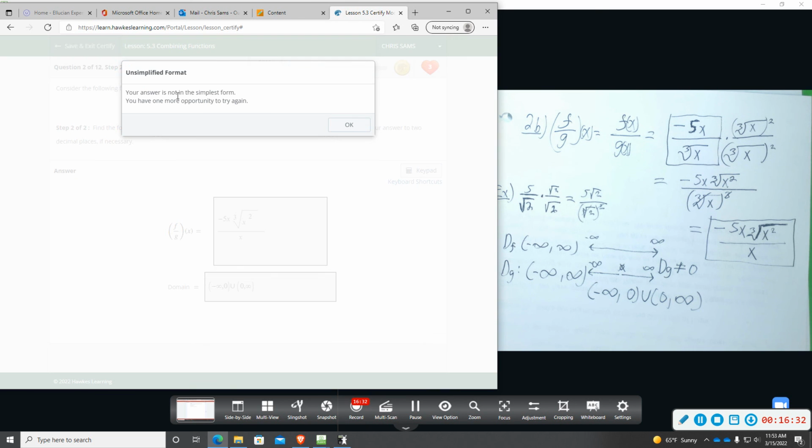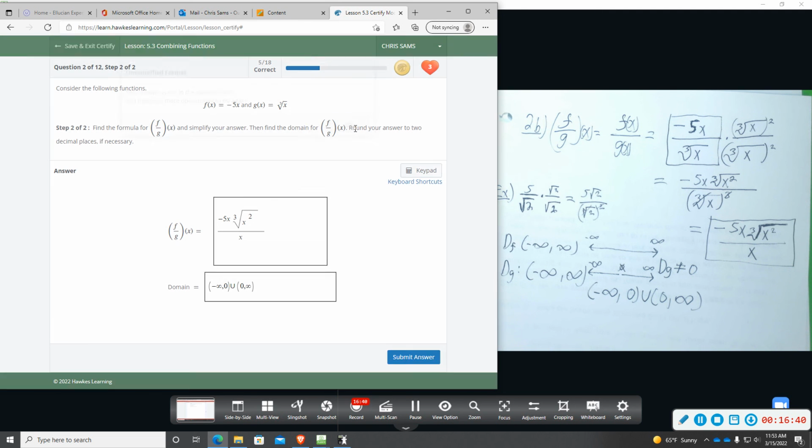Okay, so it says your answer is not in simplest form. You have one more opportunity. So I'm guessing they don't like this simplified form, which again, like I said, this is a different system. And so I'm just going to change this back. They didn't actually make me do a different answer. I can just type it the way it is. Okay, so they're going to be nice and let us leave it. But just be mindful that that is not 100% correct. Okay. Usually they want you to reduce it.